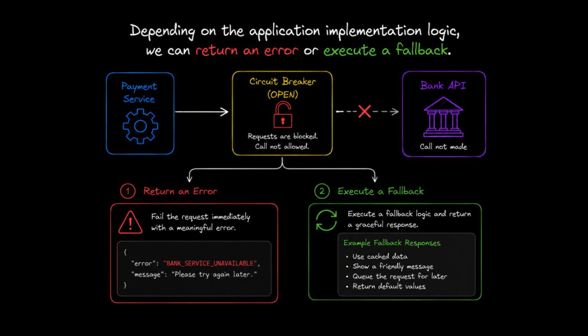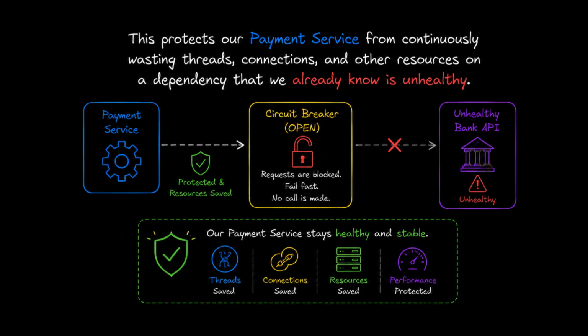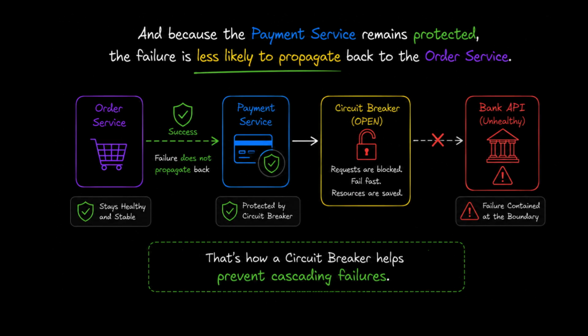Depending on the application implementation logic, we can return an error or execute a fallback. This protects our payment service from continuously wasting threads, connections, and other resources on a dependency that we already know is unhealthy. And because the payment service remains protected, the failure is less likely to propagate back to the order service. And that's how a circuit breaker helps prevent cascading failures.